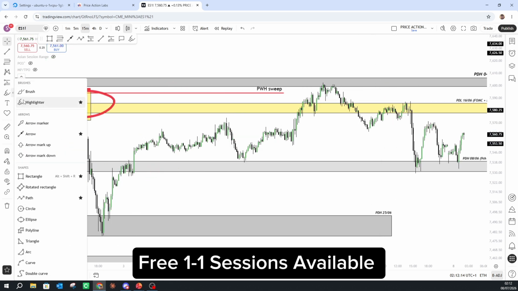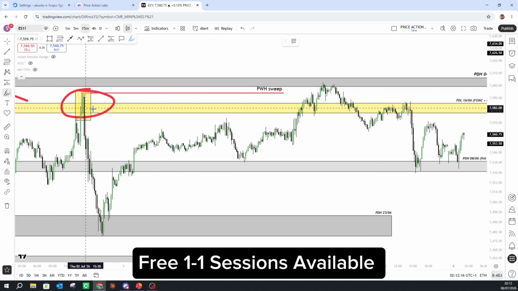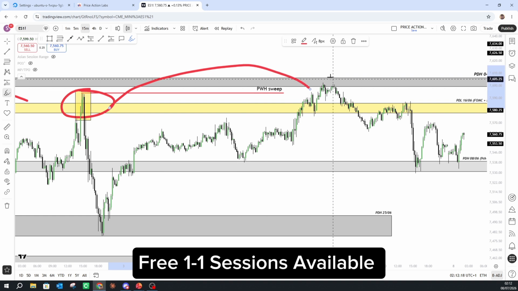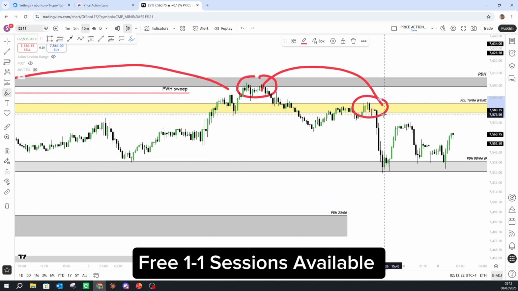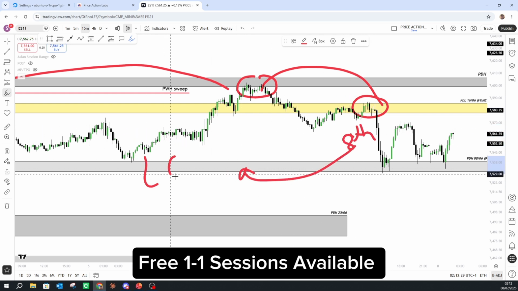And so we had the previous week's high from here. Then we had a sweep of the previous week's high, and that's where today's short came from. So today's short from the 8th of July actually came all the way back from the 16th of June. Okay, that's about 3 weeks later.